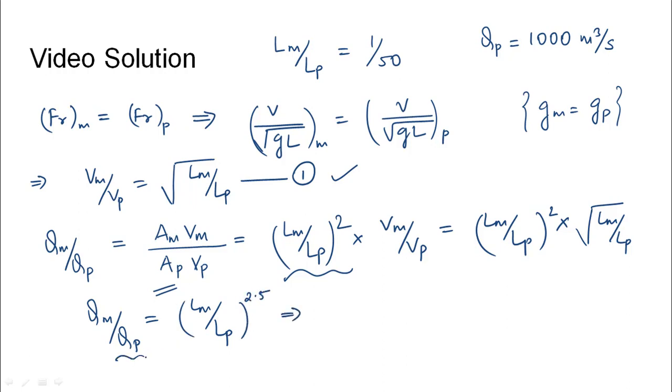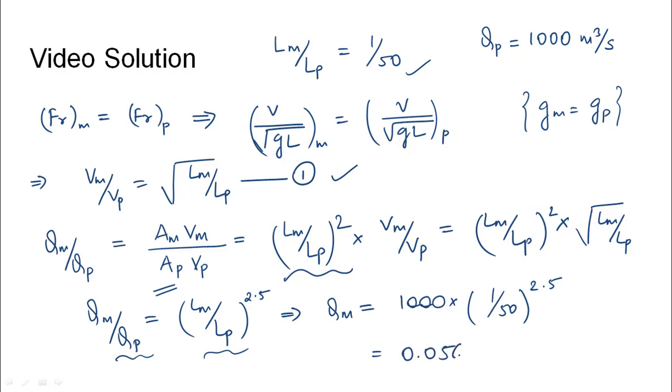Taking Qp on one side, to obtain the value of model discharge, we would get Qm equals Qp, that is 1000, into Lm over Lp, that is given as 1 by 50 raised to the power 2.5. This would give the value around 0.056 m³ per second. Since the question instructs us to round it off to 2 decimal places, we can round it off to 0.06 m³ per second.